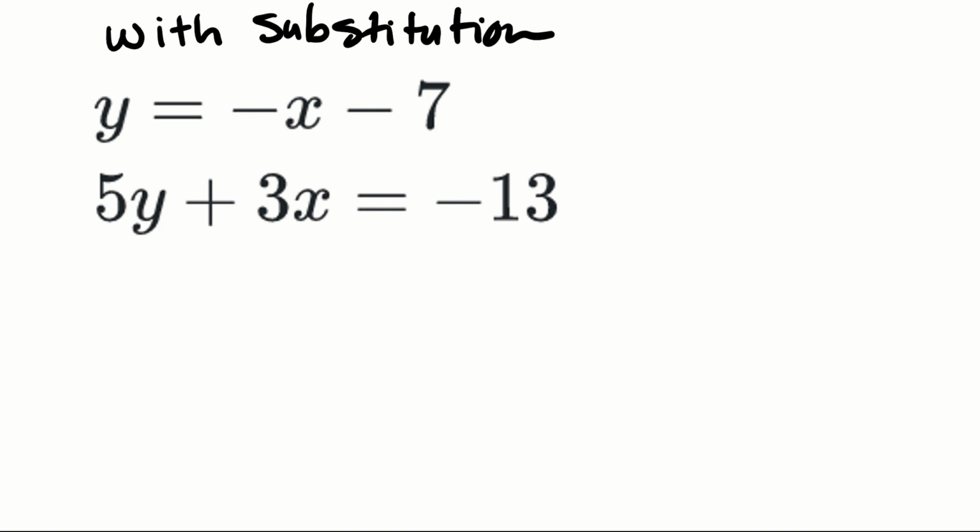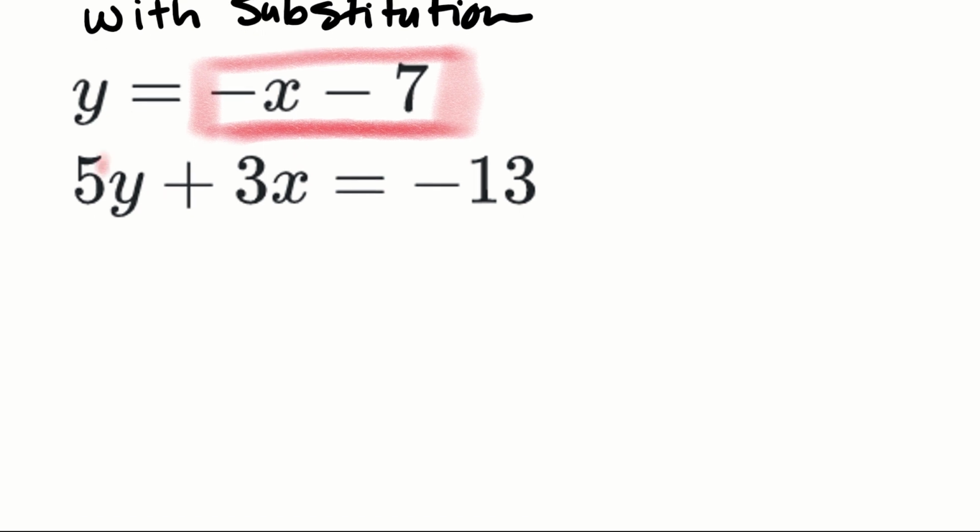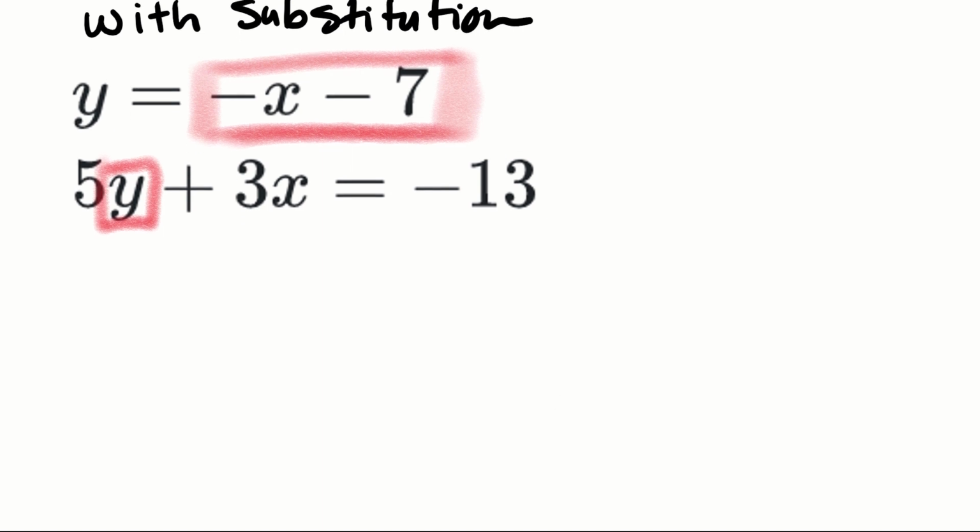And if you look, the idea is this. In the very first equation, I have an expression that equals y, right? Y is the opposite of x minus 7. In the second equation, I have a location that requires a y value right there. And what I'm going to do is rewrite the second equation using the expression that's equivalent to y from the first equation. So this is perfectly set up for substitution, so we'll use that.